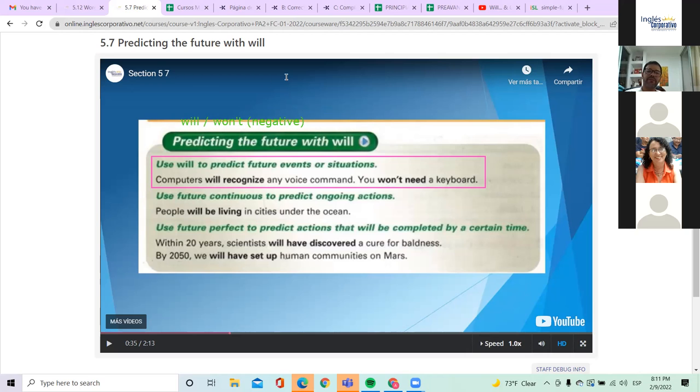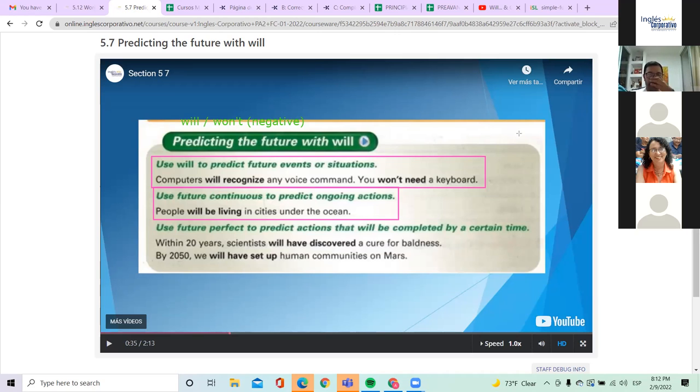Who wants to help me read the next one? Future continuous. Go ahead. Use future continuous to predict ongoing actions. People will be living in cities under the ocean. Thank you so much, Roxana. That's right. So future continuous means that it is happening in the future, right?